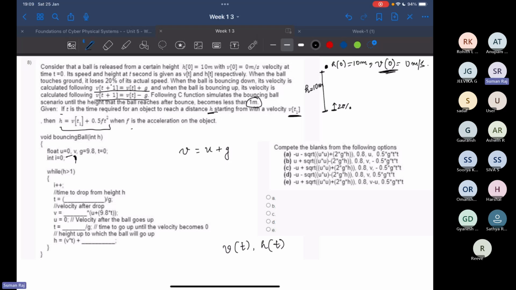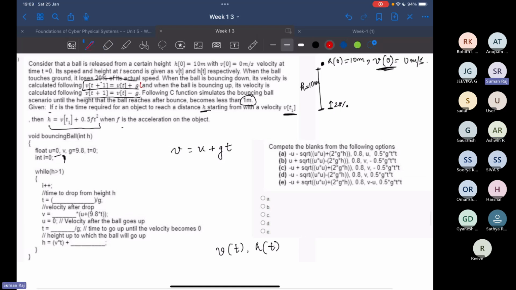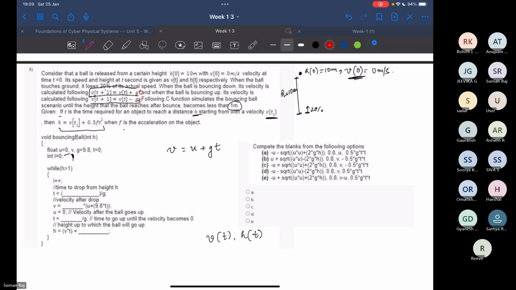Yeah, I think they should have mentioned this g over here because the units are different. So again over here also the same thing. It should be g into t. All right, let's see. So now g is given and t is given. Okay, so time to drop from height h. So what is your t going to be? So it needs to know the traveling time from here till here. Okay, and then the velocity after drop is going to be how much? 20% lesser of the actual speed.